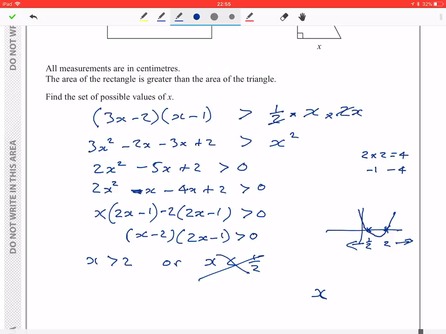So the set of values we want that make this possible, with the left-hand area being greater than the right, is the set of values x is greater than 2. And that completes the paper.